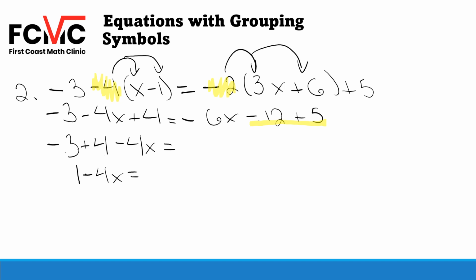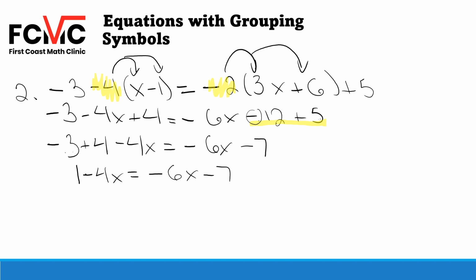So negative 12 plus 5, again, adding two numbers of opposite signs. So we want to subtract and take the sign of the larger number. The difference between 12 and 5 is 7. 12 is larger than 5, so we want to keep this sign. So it's going to be negative 7. And then just bring down the negative 6x. Let me clean this up a little bit. Okay, so we get negative 6x minus 7.